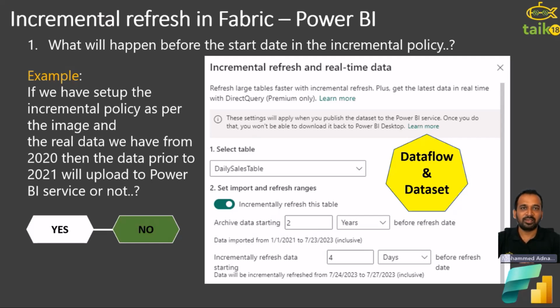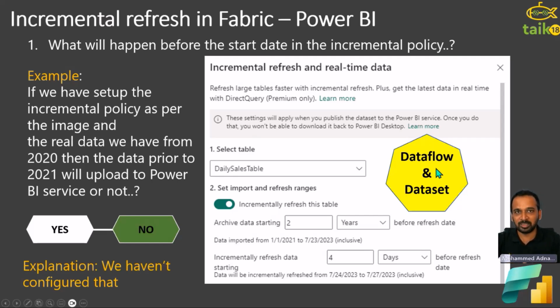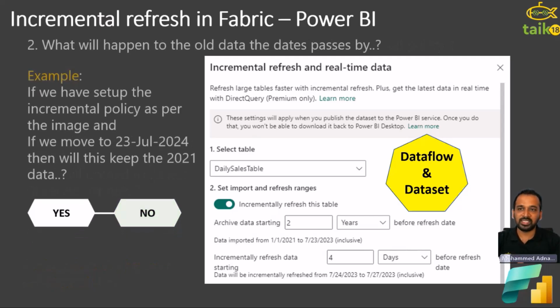So this is applicable to dataflow as well as dataset. I have given this yellow box here, which gives clarity about whether this is applicable to the dataflow itself, the dataset itself, or both of them. So the explanation is we haven't configured that, so that's why we are not able to get the data. Moving on to the next slide.